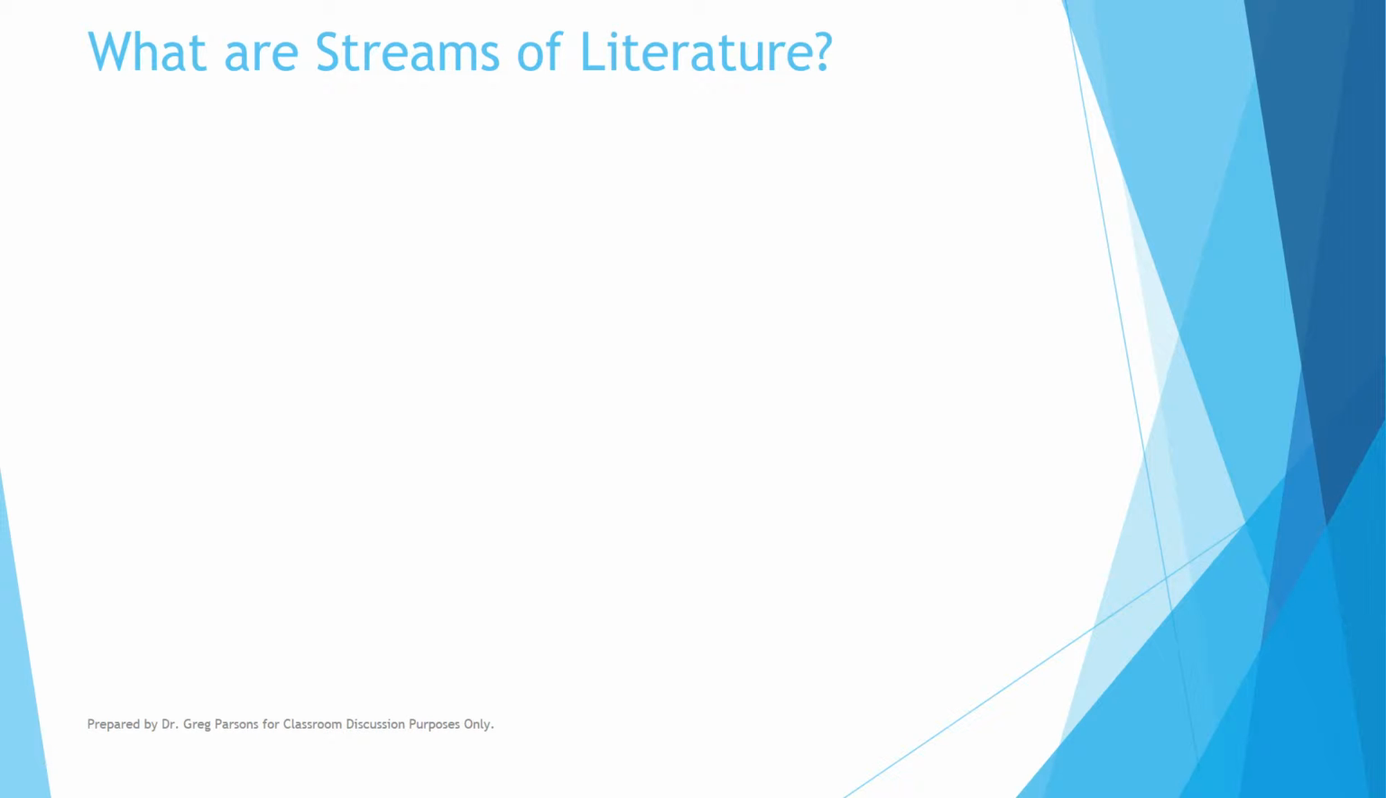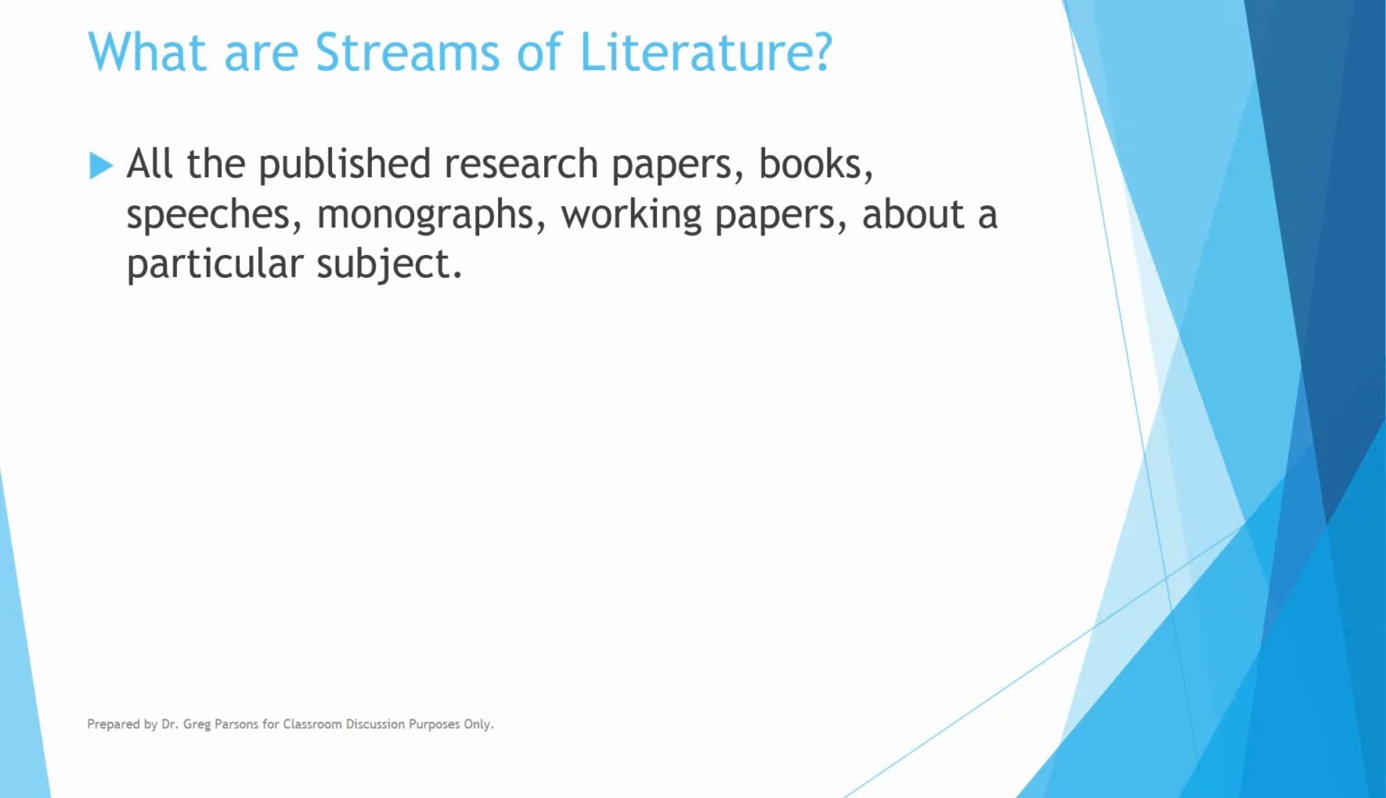For those of you who don't remember it or haven't had it, this is very useful, because when it comes to writing your dissertation, you have to be able to do literature reviews, which requires understanding what a stream of literature is. So let's get to basic definitions. It could be anything related to a particular subject. It could be research papers, the types of articles that we're reading from the journals. It could come from books. It could come from conferences, working papers, anything about a particular subject.